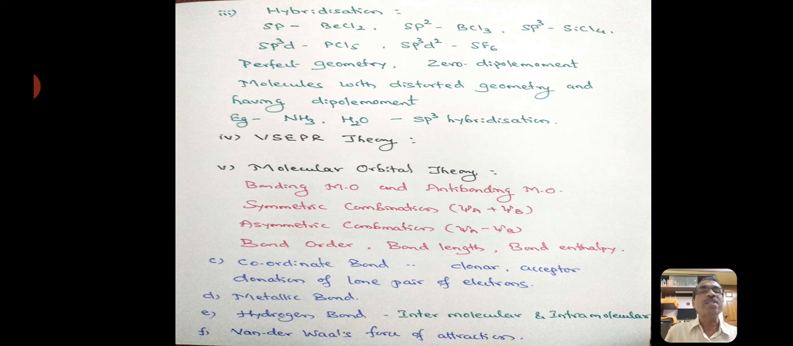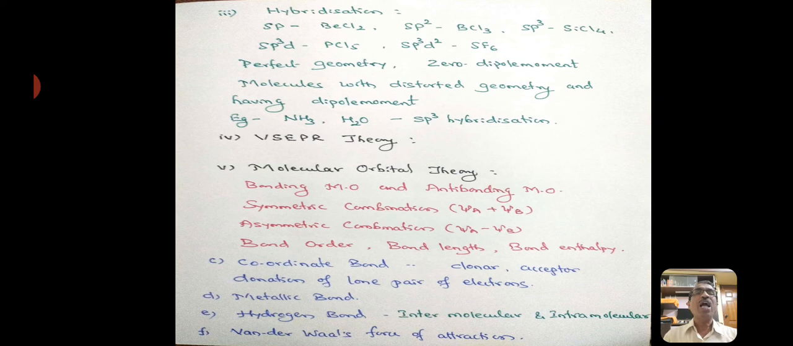Hybridization is a process of mixing of atomic orbitals of slightly different energies to form new orbitals of equivalent energy. The hybridized orbitals orient in space to give a definite geometry to the molecules. In this, you have studied sp, sp2, sp3, sp3d, and sp3d2 hybridization with examples.